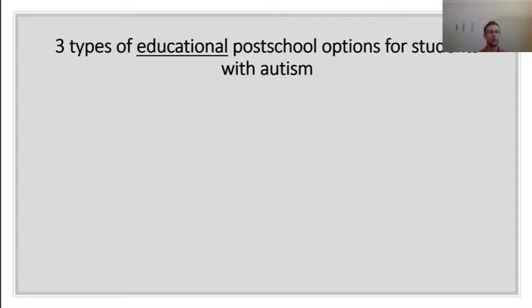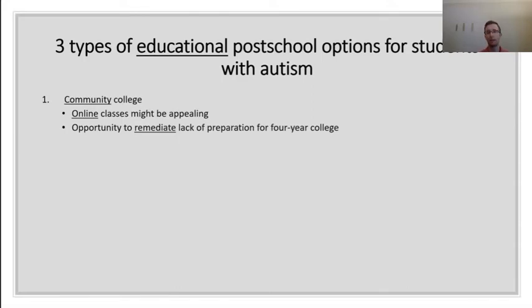So 3 types of educational post-school options for students with autism are the following. The first one is community college. Now for students with autism who have difficulties forming relationships and organizing their schedule and perhaps using transportation, and have difficulties in other areas that might make it hard for them to reliably and consistently attend class on campus, online classes might be appealing.